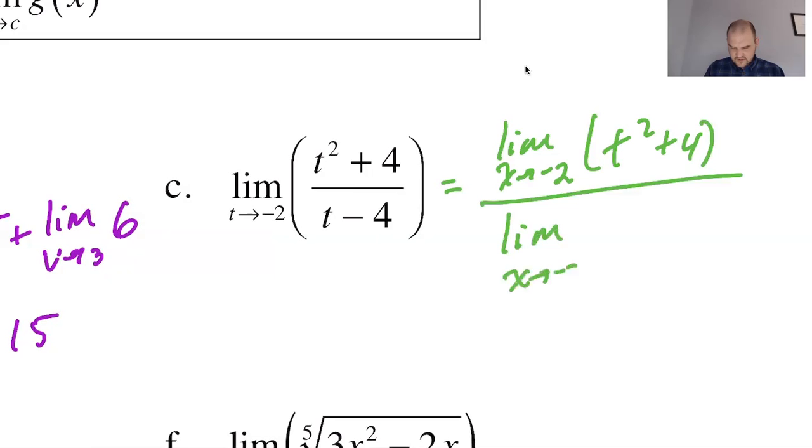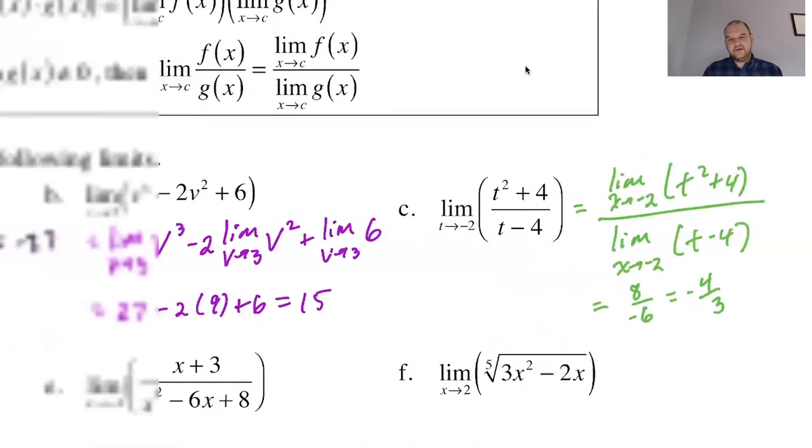As x approaches negative 2 of t minus 4. Should probably make that look more like a parenthesis. And so overall, this would be negative 2 squared plus 4 because it's polynomial in the numerator. So that's going to be 4 plus 4 is 8 over negative 2 minus 4 is negative 6. So negative 4/3.